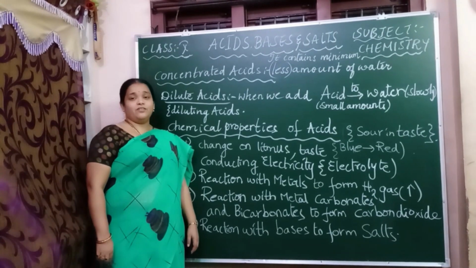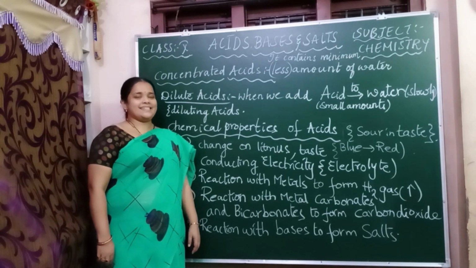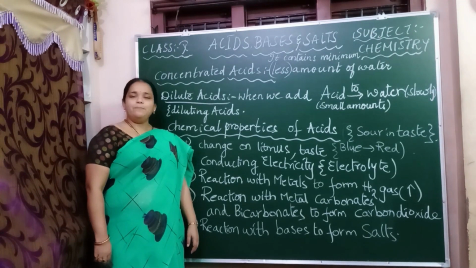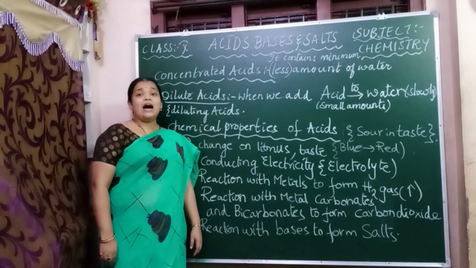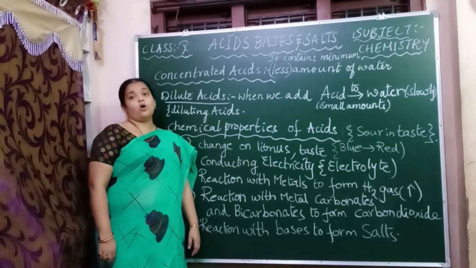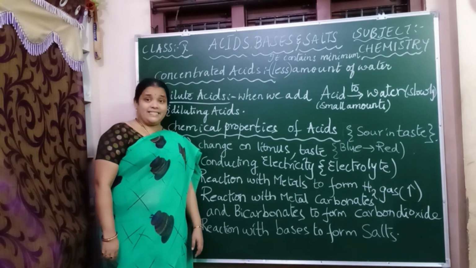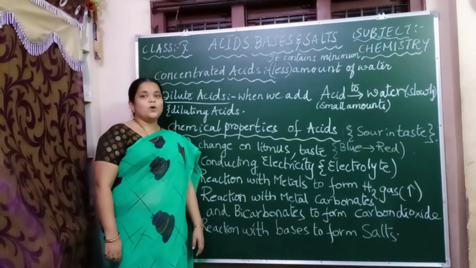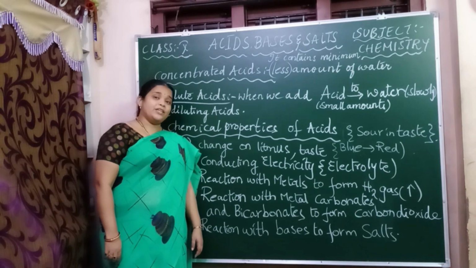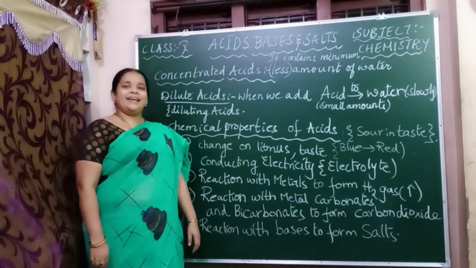Welcome children. We are in the second part of a lesson on acids, bases and salts. In part 1, we have seen how acids react on litmus, that is, they change blue litmus to red. Bases turn red litmus to blue. Salts are formed by the combination of acids and bases by releasing water.